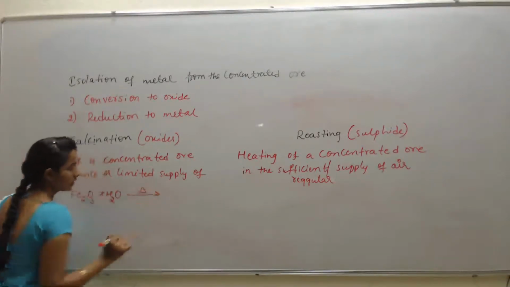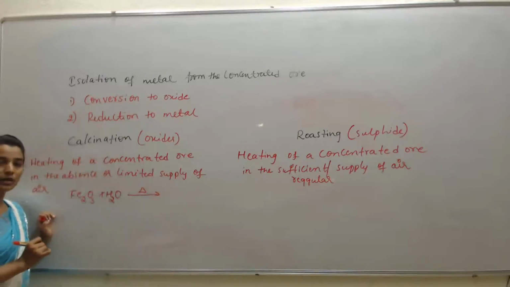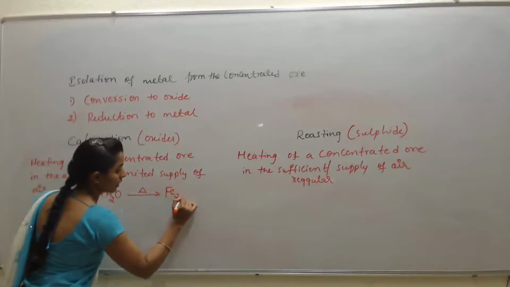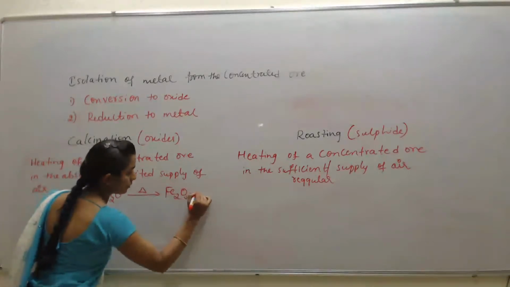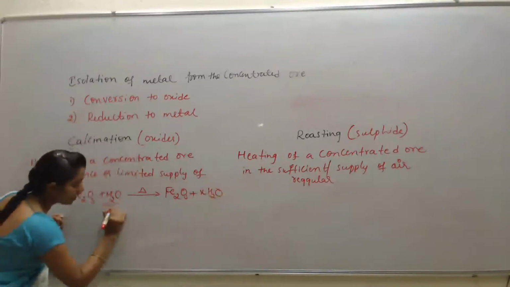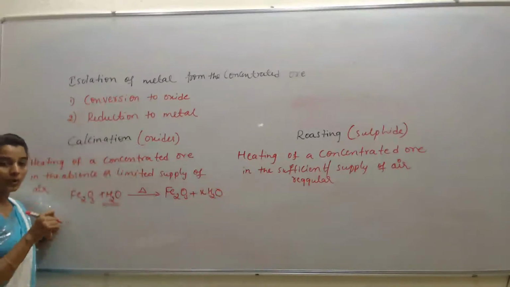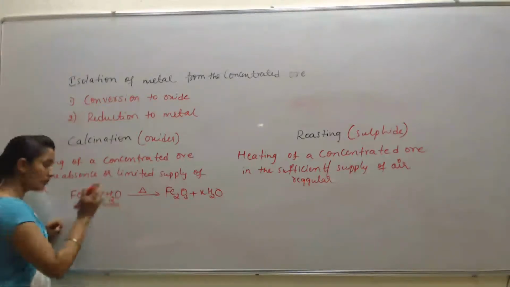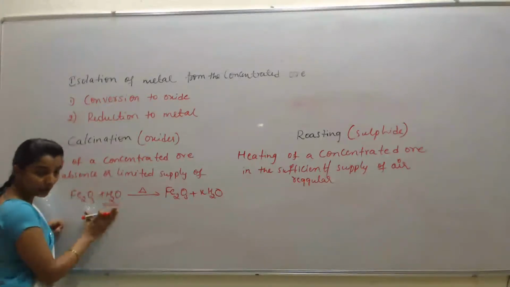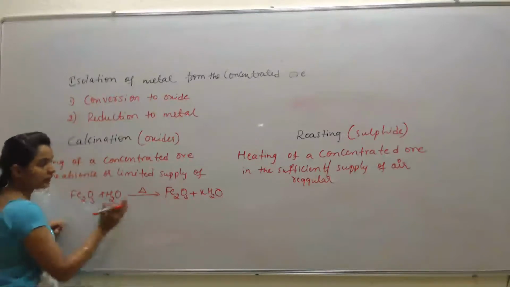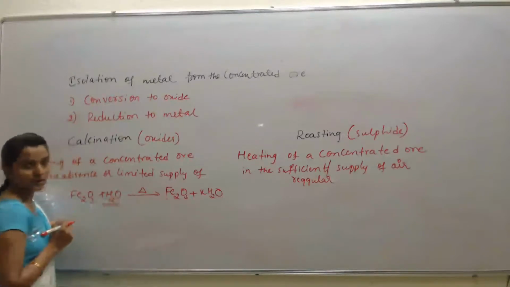So when heated in a limited supply of air or in the absence of air, we will get Fe2O3 plus xH2O. Here, what happens? It is a hydrated molecule, so water is present as an extra impurity. To remove it, since this is hydrated, it is converted into what? Oxide. So hydrated is converted to oxide.